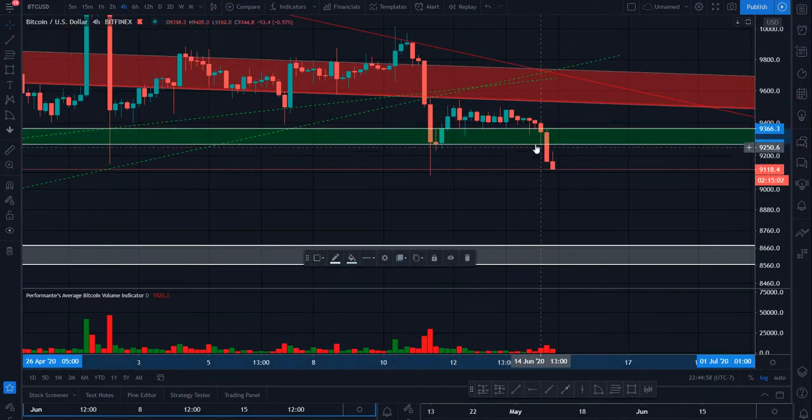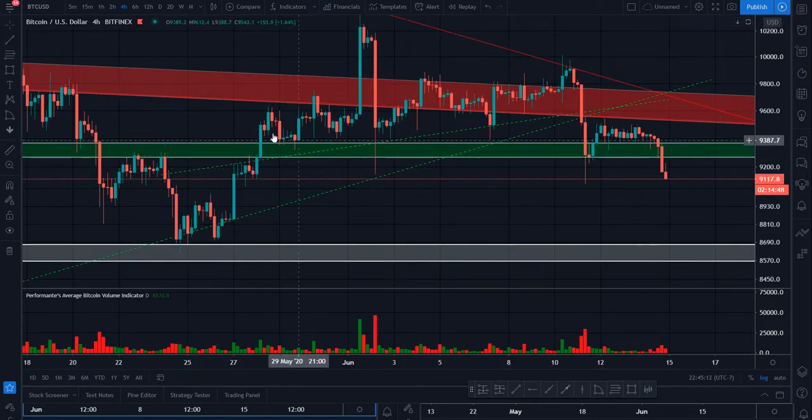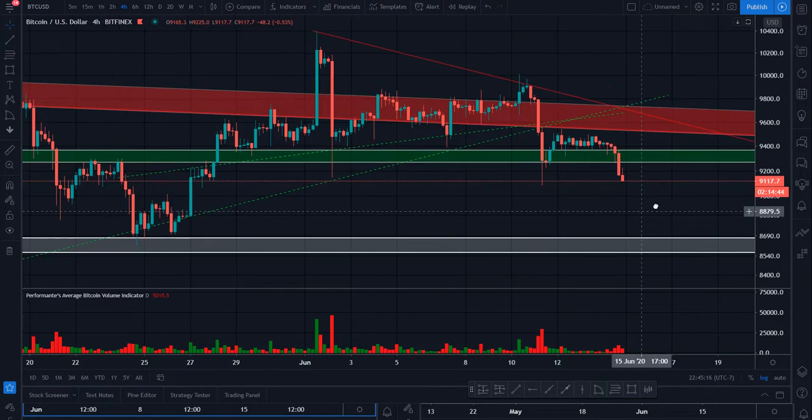We can see right here we got a wick to the downside, came back up, and then this candle on, I guess, 5 o'clock my time, Pacific Standard Time, was the candle that was able to hold on the large time frame, which is the 4 hour, and we haven't seen that since 28th of May. So overall, it's definitely looking really bearish.